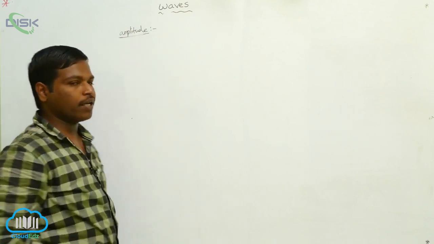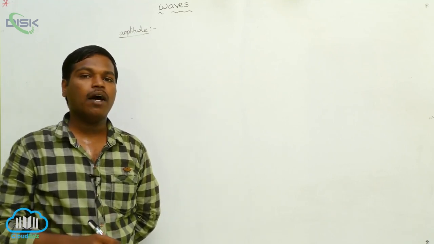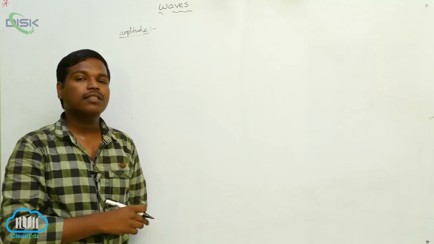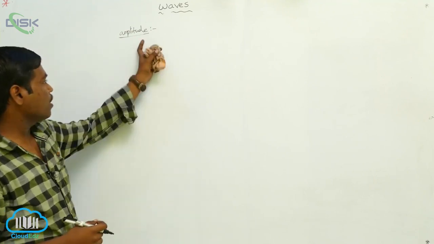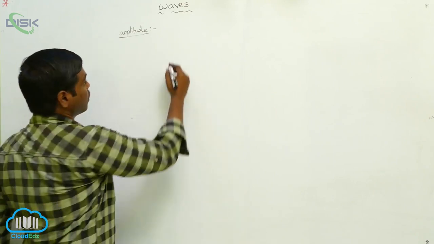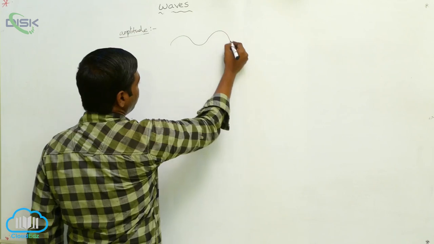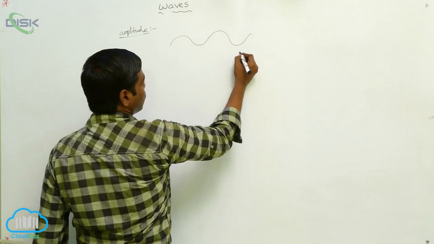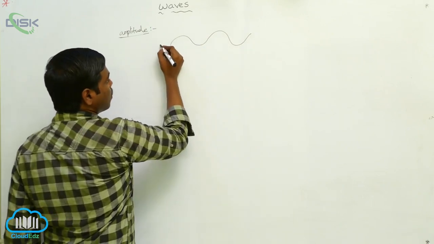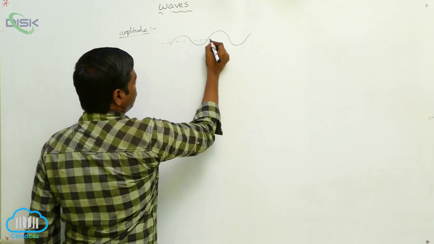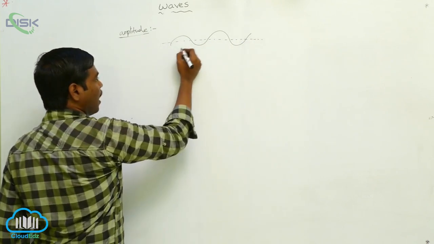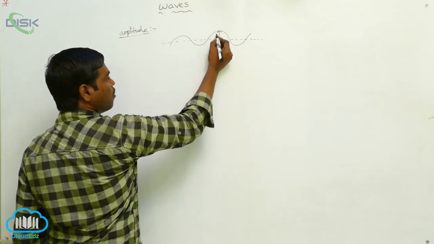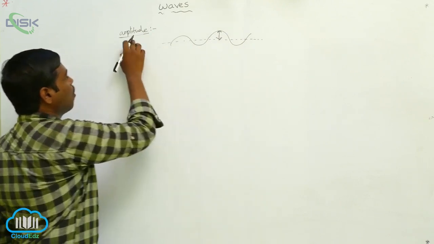Amplitude. Here amplitude means the maximum displacement from the mean position. If the particles are traveling along with the wave, then the maximum displacement from the mean position is called amplitude. For example, if this is the wave traveling in a medium along the positive x direction, and this is the mean position, then this is called amplitude. The maximum displacement from the mean position is called amplitude.